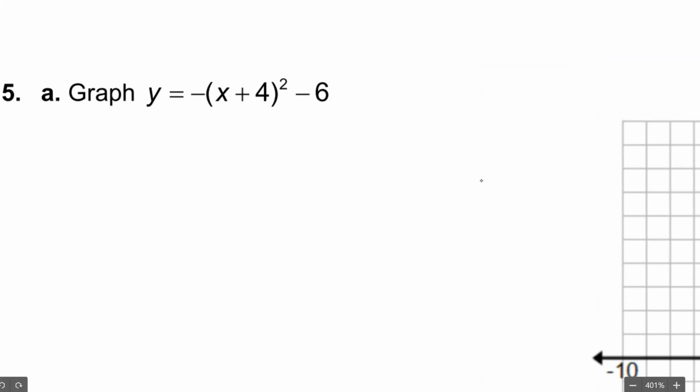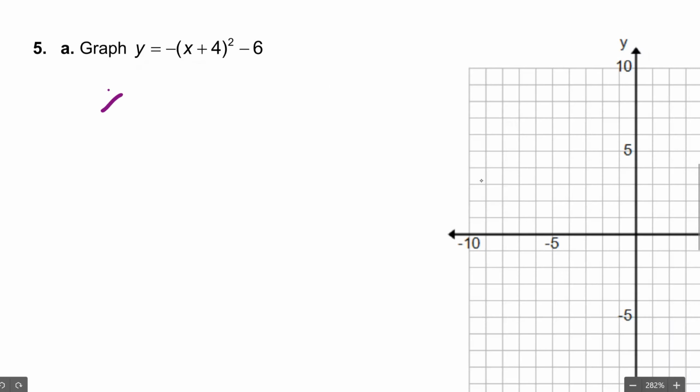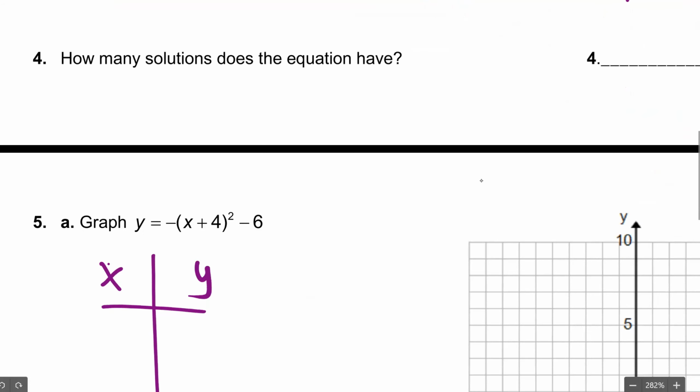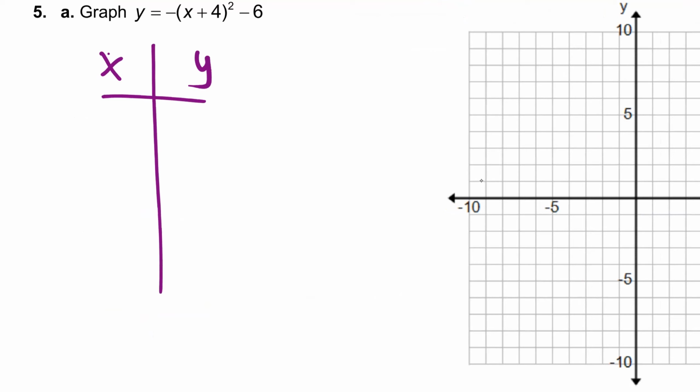Wait, this is in vertex form. It's a reflection. I have my x and my y. Wait, how many solutions did it have? 2, because it crosses the x-axis twice. Isn't this vertex form? Yeah. Yep. Okay. Thank you.